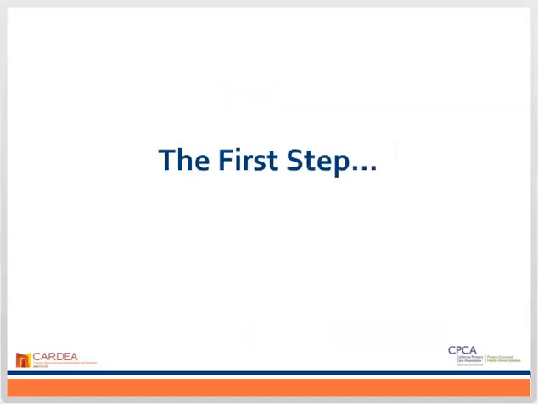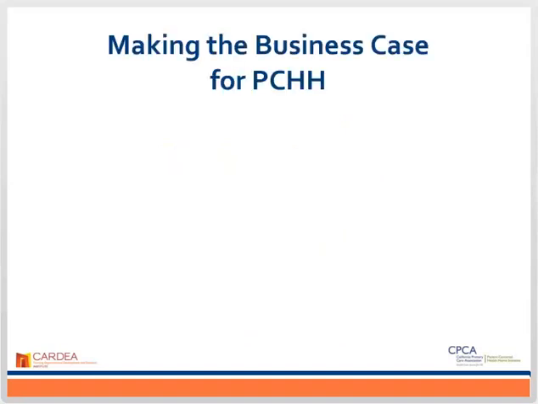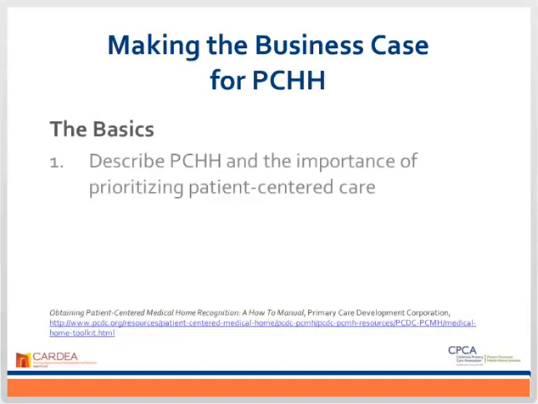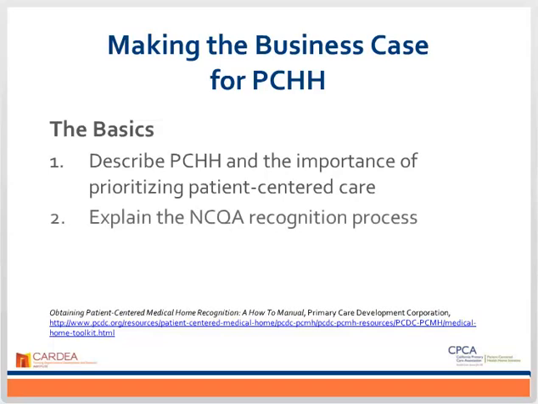As highlighted in the manual, the first step is making the business case for PCMH. In making the business case, it's critical to start with the basics. First, describe PCMH and the importance of prioritizing patient-centered care. And second, explain the NCQA recognition process.